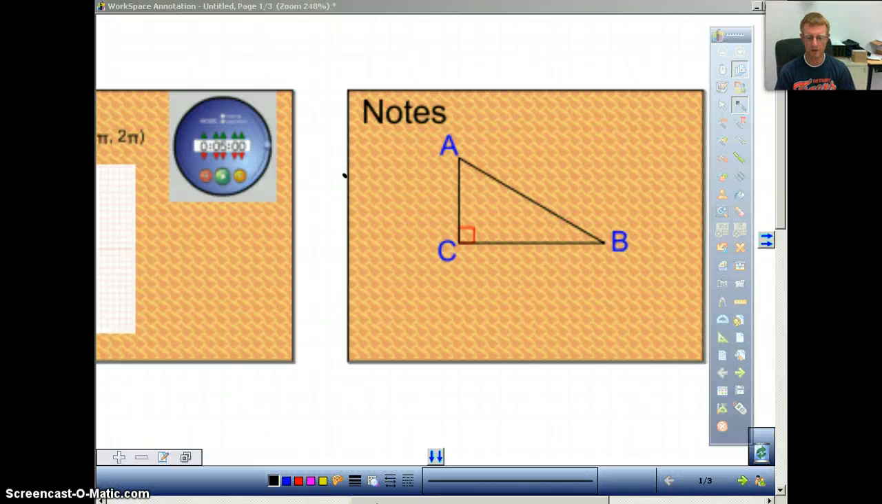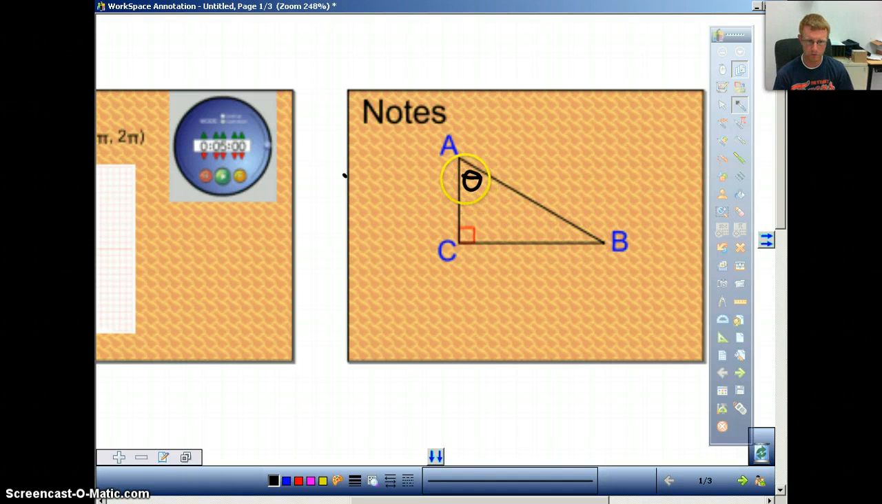Okay, so this is 8.3. We're going to be talking about sine waves, but before we get into that, I want to make sure that we understand what the difference is between sine and cosine, because they're really not much different. If you look at this triangle, we're going to call this angle theta. What I want you to think about is, what would this angle be?